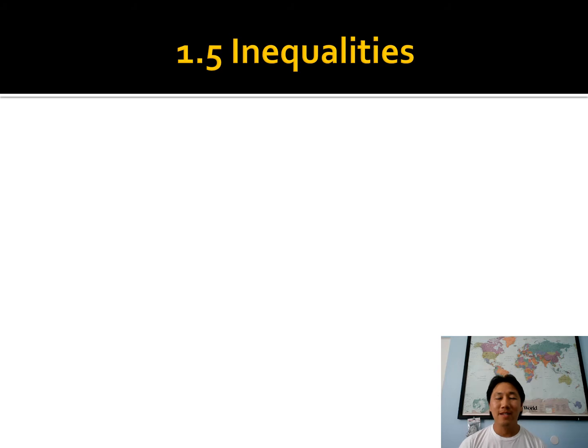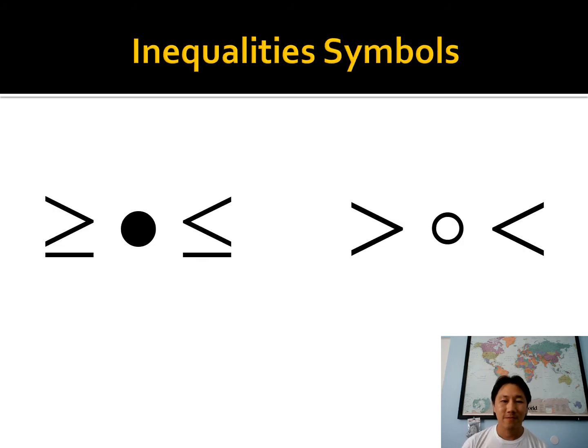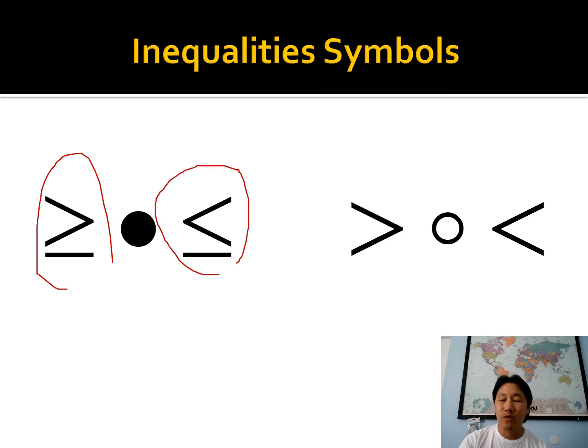Let's go ahead and talk about inequalities 1.5. All right, so these are the inequality symbols. We have greater than or equal to, less than or equal to, and whenever you have that, you're going to use a solid circle. And then we have greater than and less than. And whenever you have those two, you're going to have an open circle. All right, so make sure you know that, and I'm pretty sure this is review, so you do know it.